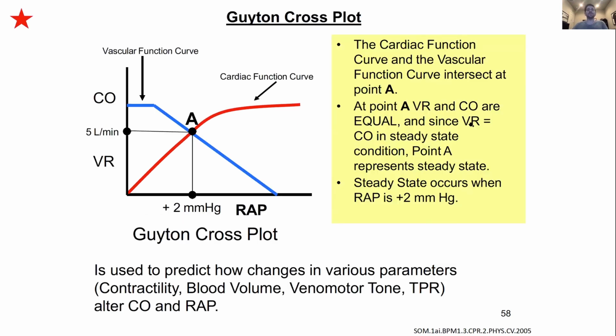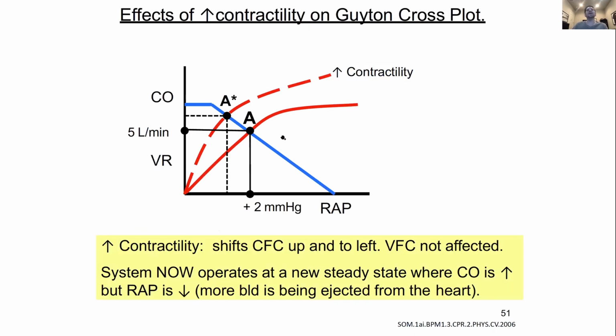Okay, so if we lay these out in equilibrium, right, they cross at this point. And this point is important because that will represent our steady state. The right atrial pressure should be at around 2 millimeters of mercury, or the pressure is about 2. And let's go through some examples first of how this can work.